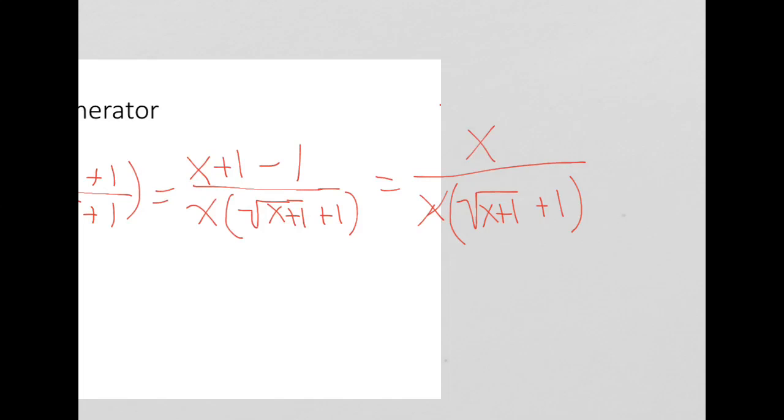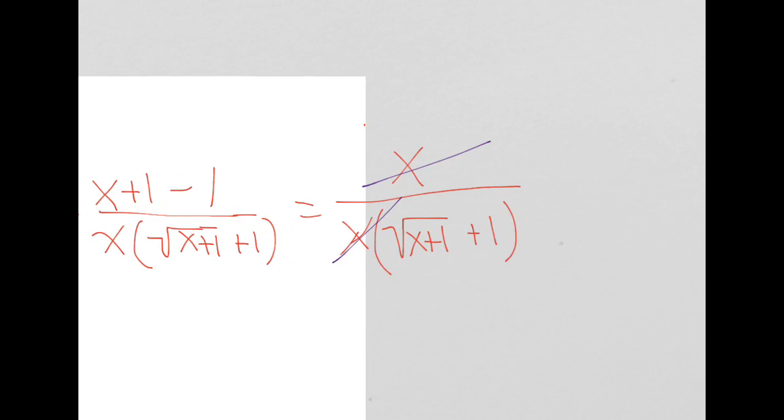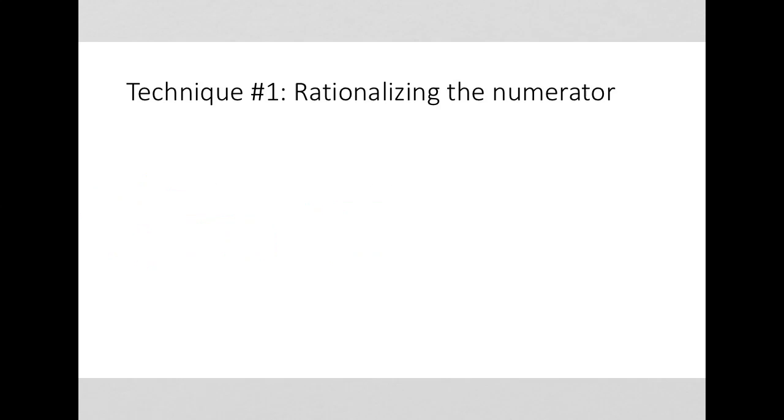Well, look what happens. We have an x in the numerator and an x in the denominator, so we can cancel those out. And this is going to simplify to 1 over the square root of x plus 1 plus 1. Why is that useful? Well, I think you might realize why it's useful because we essentially just took out a hole. We identified a hole and we removed it. That is our technique that we're looking at today, rationalizing numerators.